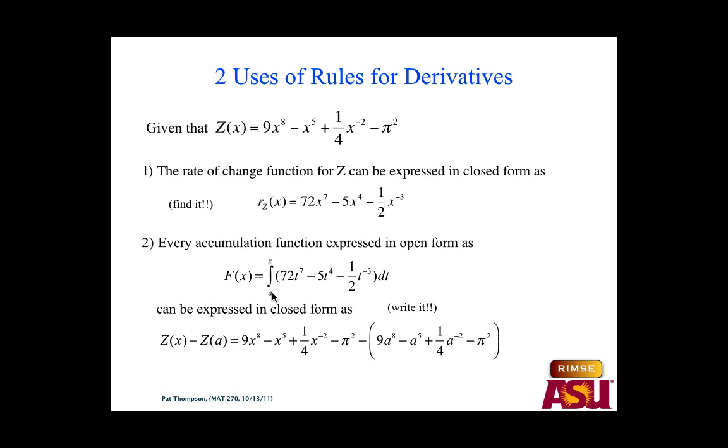It's accumulation from a to x, or the net change in the accumulation whose rate is this, between a and x.